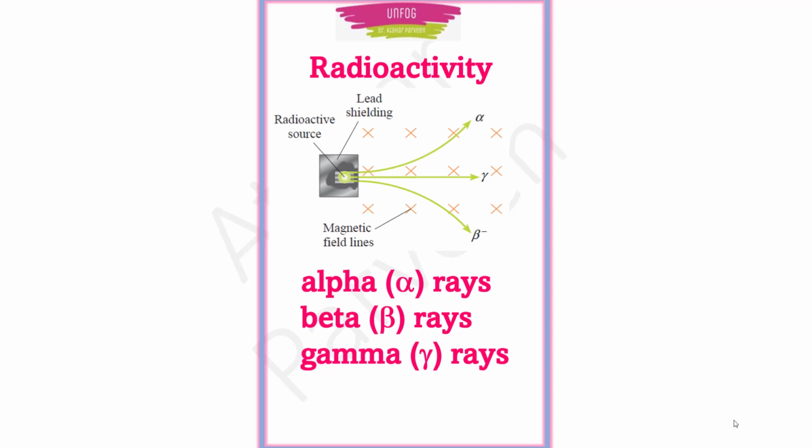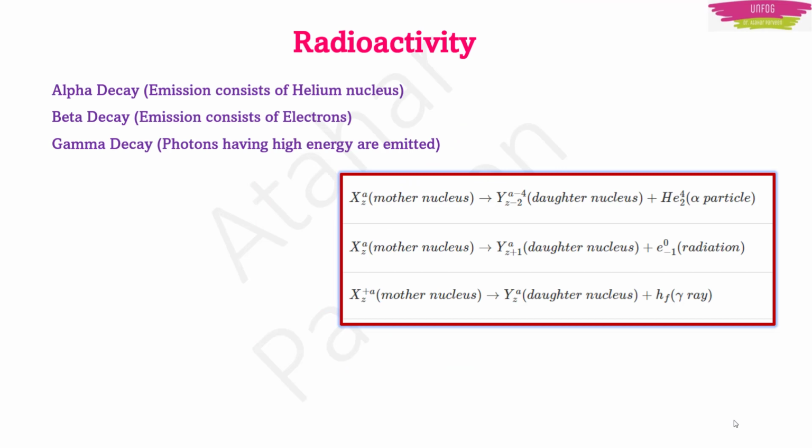Now one thing you must have noticed, you can see these reactions here. Alpha particle is positively charged, correct? Electron is negatively charged. And gamma rays, they are high energy photons, they are neutral, they have no charge. Okay, so much you should remember in your mind. Now let us go for the summary.